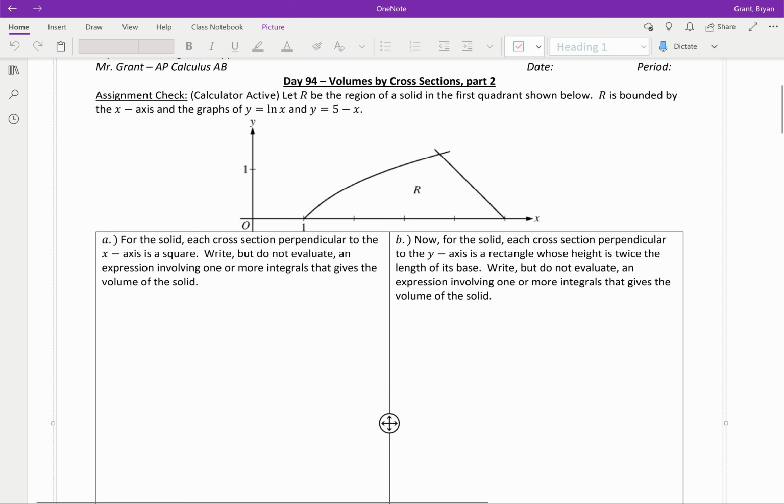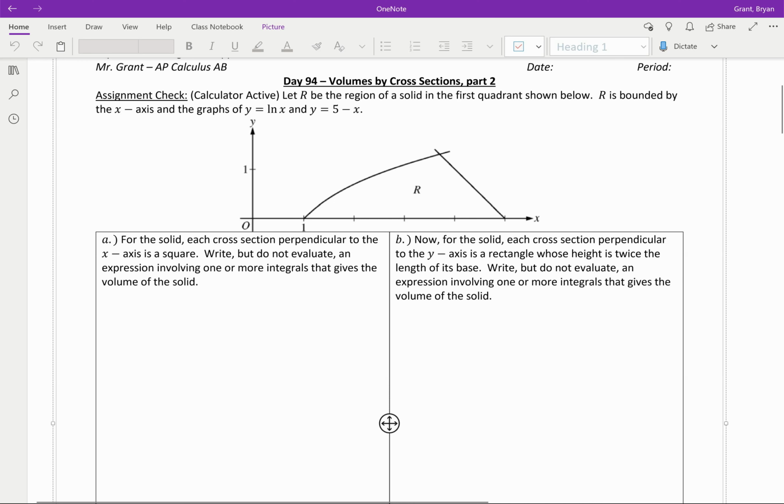We're up to day 94, and this is our third to last day of new stuff for the entire year. After day 94, 95, and 96, we just have review, and then get your AP exam where you're all going to earn college credit, and that's that. So let's get to it.